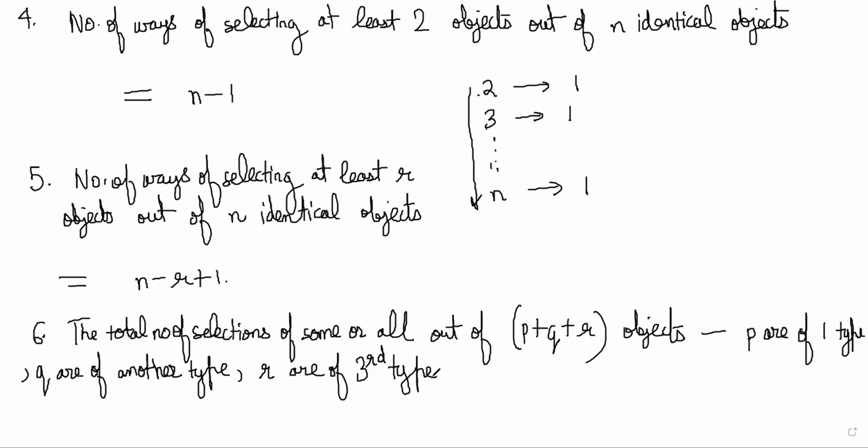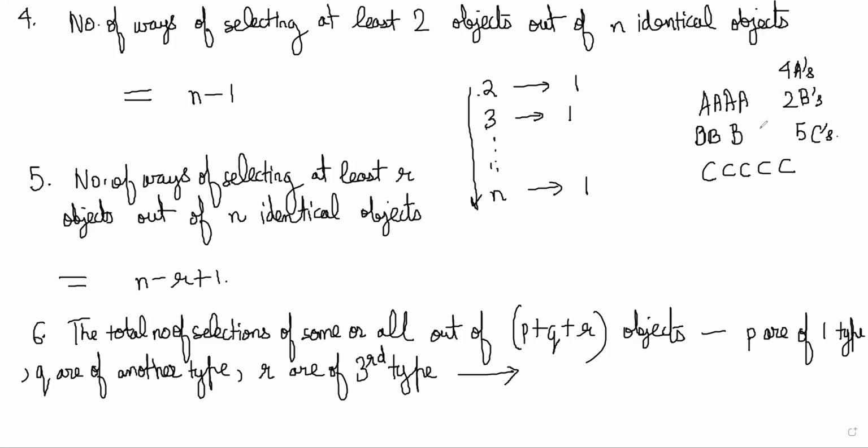How much? So basically you have p objects of one type, q objects of another type, and r objects of another type. So it is like this: a, a, a, a, b, b, c, c, c, c, c. So 4 a's you have, 2 b's, 5 c's, right? Now the question is saying total number of ways of selecting some or all out of these objects, right?